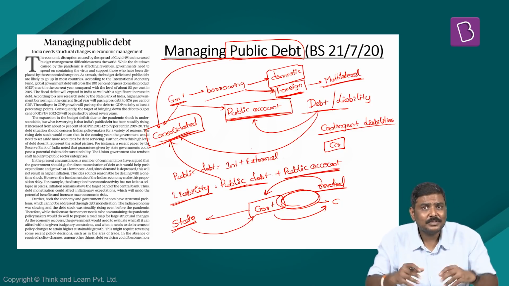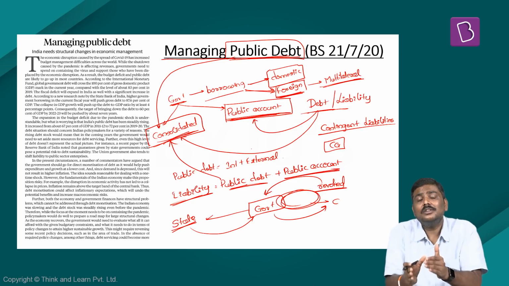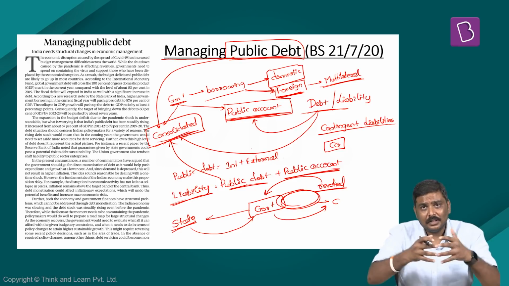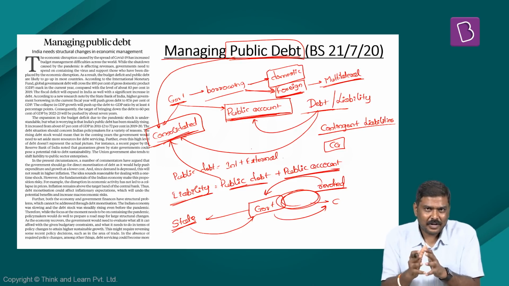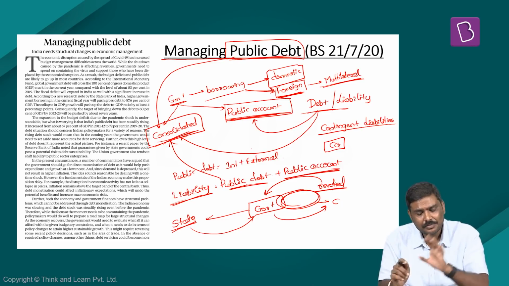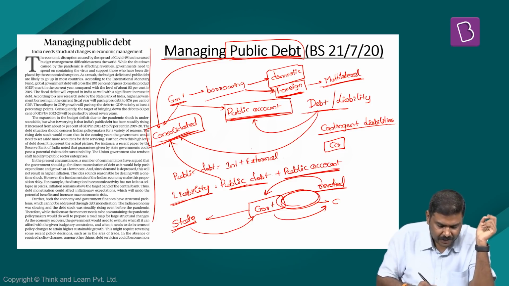All these are examples of contingent liabilities. Contingent liabilities means these are not liabilities right now, but in the future they may actually become liabilities. So these are some of the very, very important basic concepts related to public debt. Now what is given in this particular article?